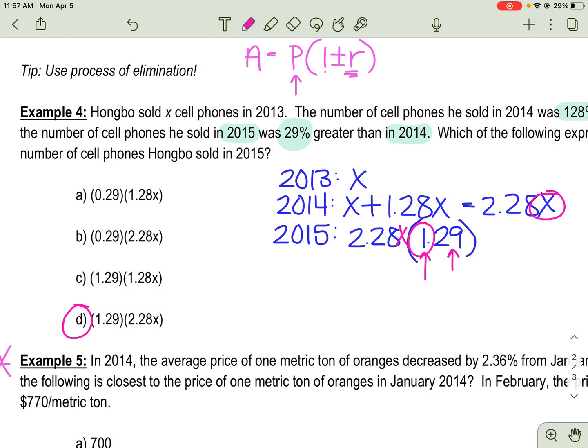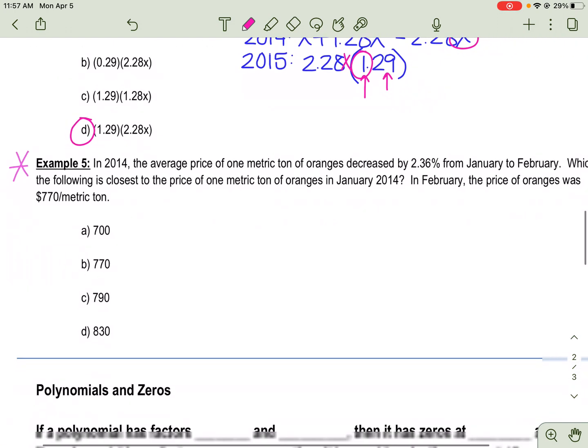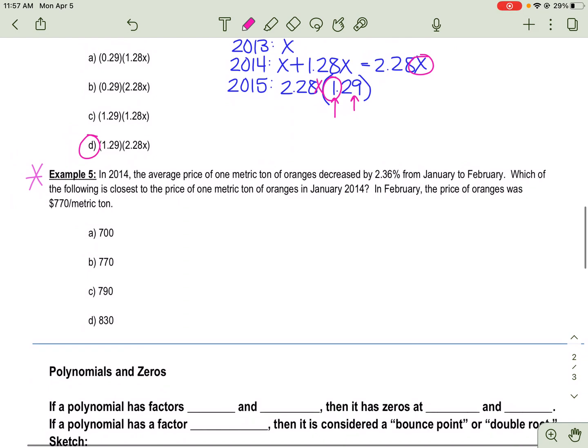Okay. Example 5 is similar, but I'm going to use that other equation for this one. Okay, so in 2014, the average price of 1 metric ton of oranges decreased, this is important, by 2.36% from January to February.